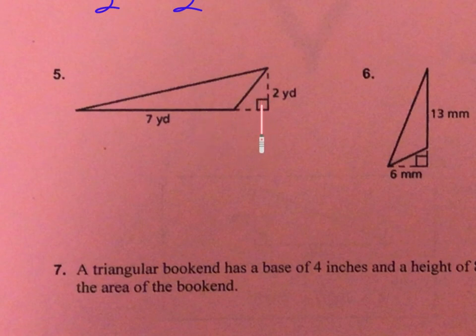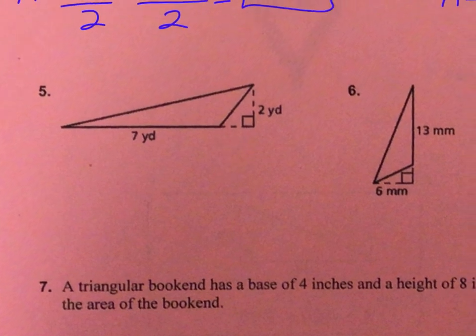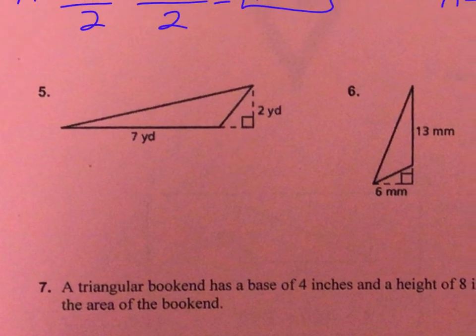A base and height always have a 90 degree relationship in the angle. So that's something that you're always looking for. If you don't see a 90 degree, sometimes you have to extend it to turn it into that 90 degree. So let's do this problem.